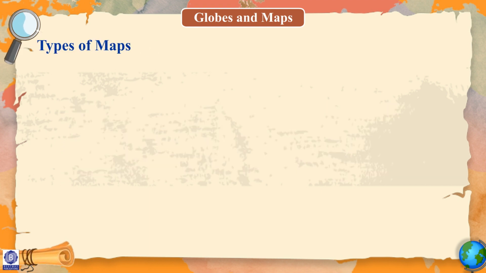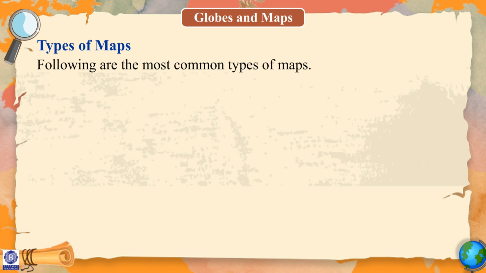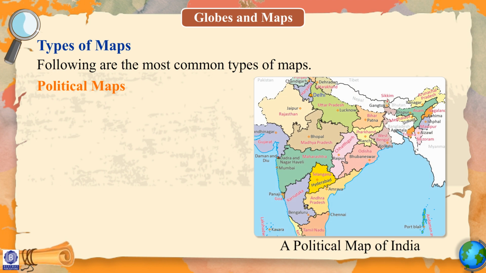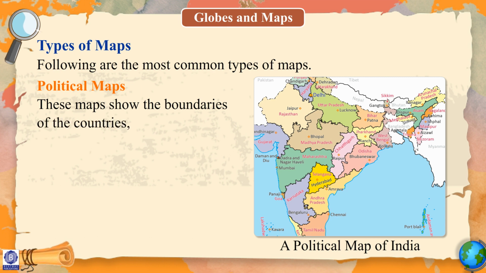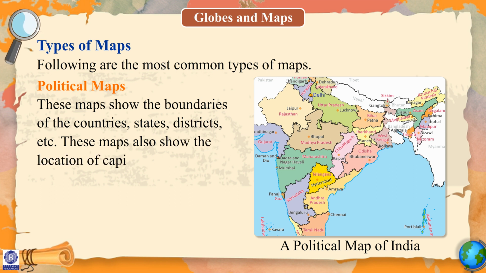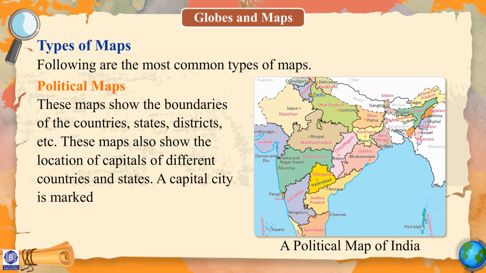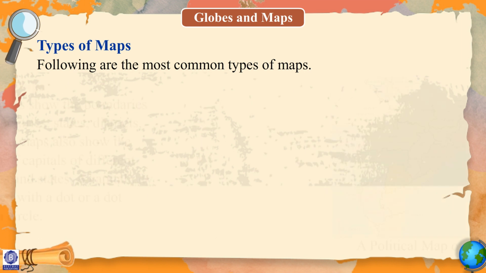Types of maps. Following are the most common types of maps. Political maps. These maps show the boundaries of the countries, states, districts, etc. These maps also show the location of capitals of different countries and states. A capital city is marked with a dot or a dot within a circle.